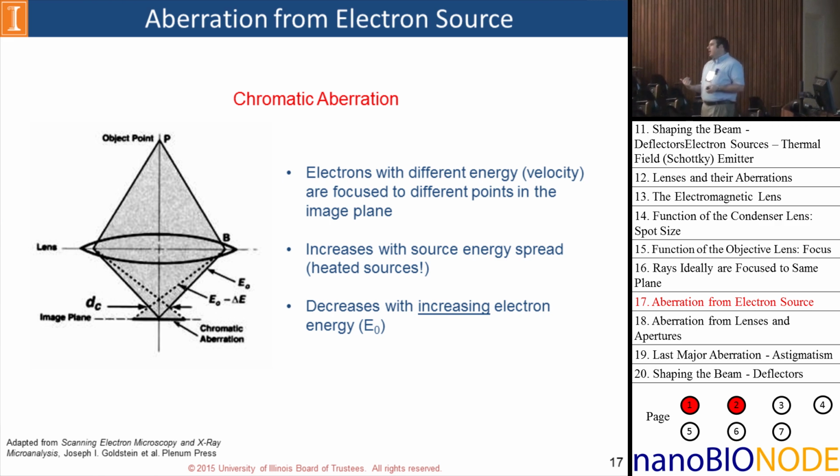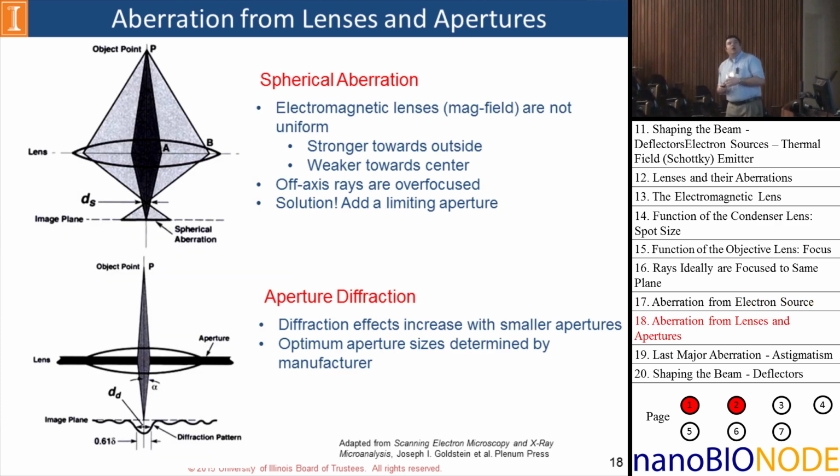So when you're working with a thermionic instrument, you typically want to operate at a higher acceleration voltage in order to mitigate your chromatic aberrations. That's the one thing you've got to keep in mind when you're working with a thermionic source. The major limitations for your other source types are typically these: spherical aberration and aperture diffraction, and they kind of go hand in hand.